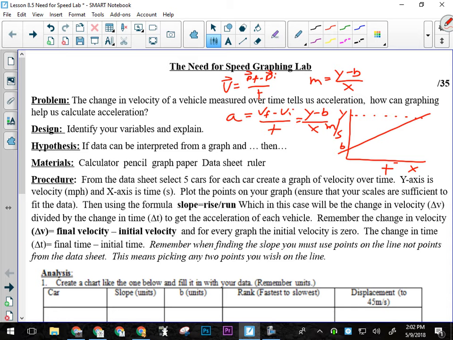Okay, so our variables here. So we're not actually running the experiment, so I'm going to help you out here because it's sometimes tough when you're not actually running the experiment. Same as last time. Our manipulated variable is going to be time. Time is going on the x-axis. The manipulated variable always goes on the x-axis. So our manipulated variable is time.